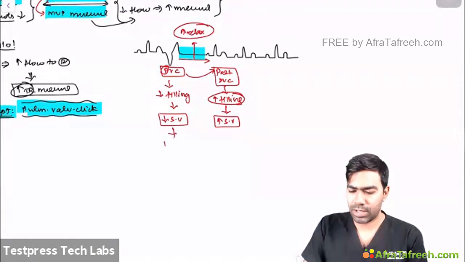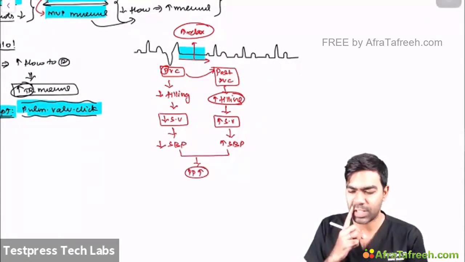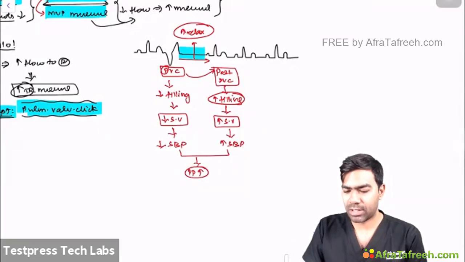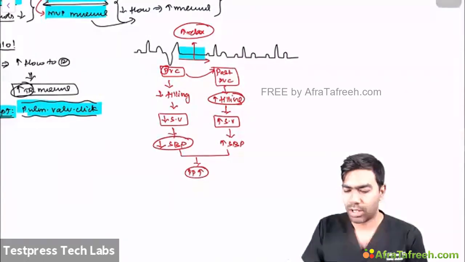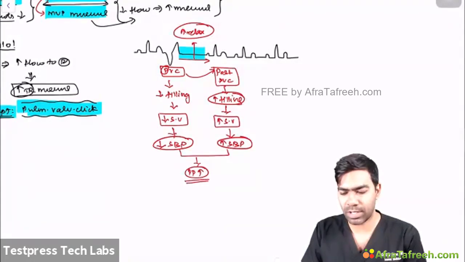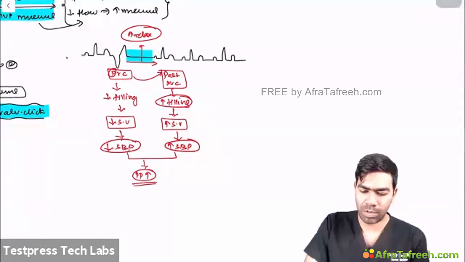So the previous beat will manifest as decreased systolic blood pressure, and this beat will manifest as increased systolic blood pressure. The pulse pressure is the difference of systolic and diastolic, as we saw already. Here, if the SBP is low, the pulse pressure will be low; here, if the SBP is high, the pulse pressure will be high. So there will be a substantial increase in the pulse pressure compared to the previous beat. This is a normal phenomenon.